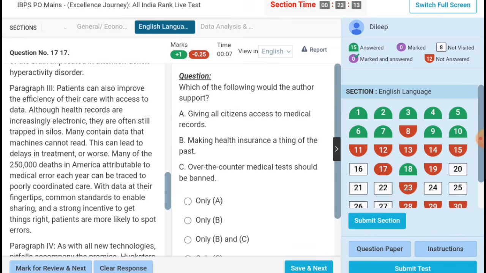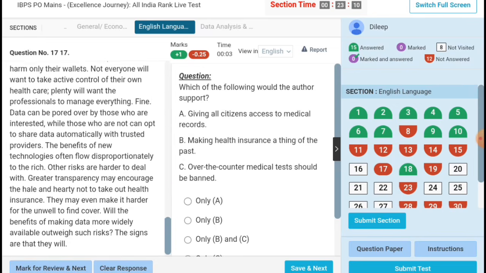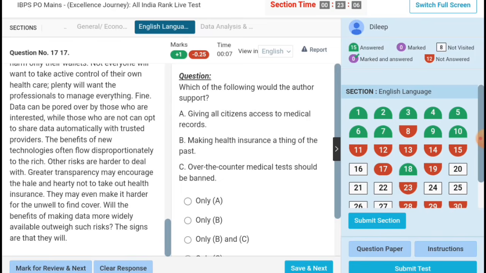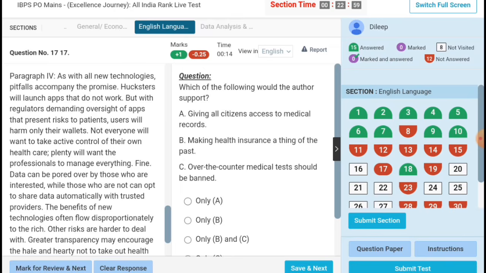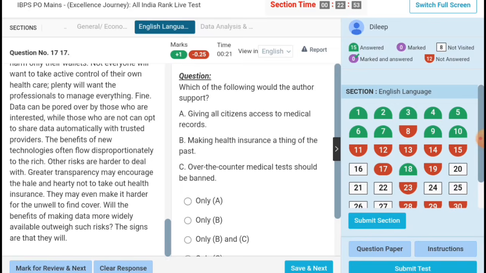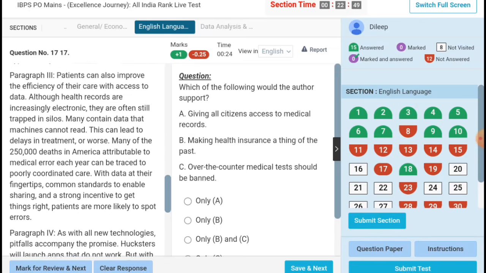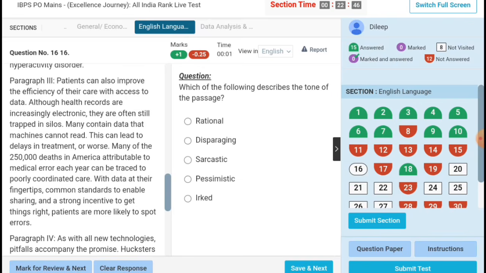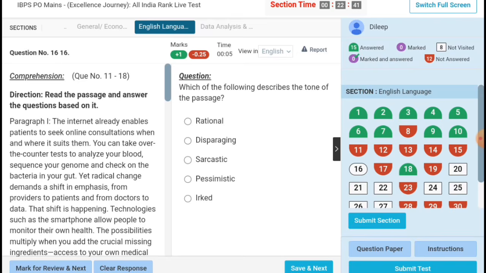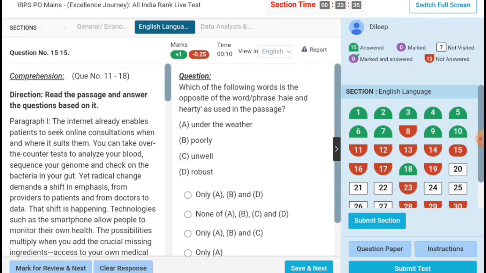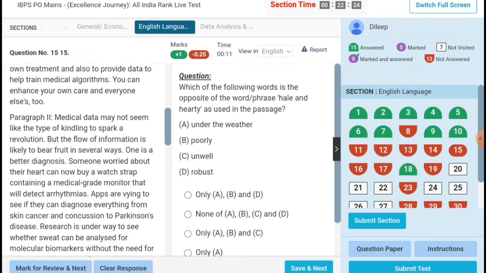Next. Giving all citizens access to medical records, making health insurance a first. Which of the following words is the opposite word or phrase of hale and hearty? Hale and hearty.